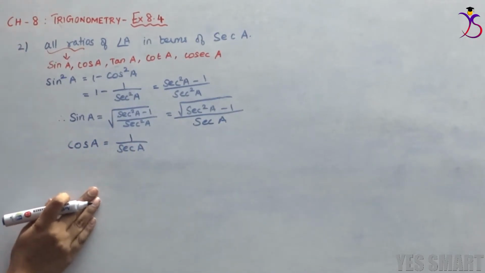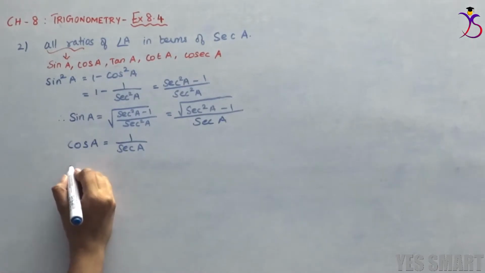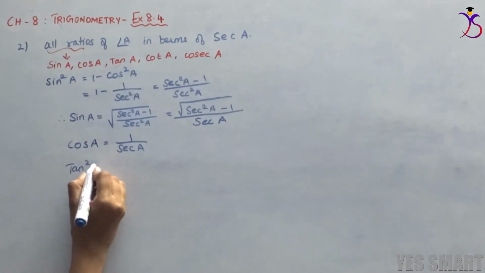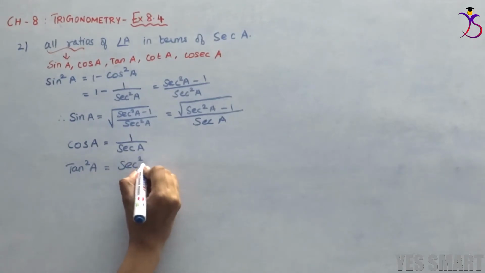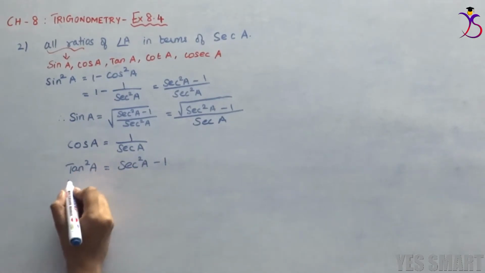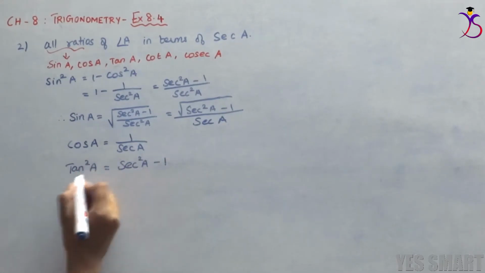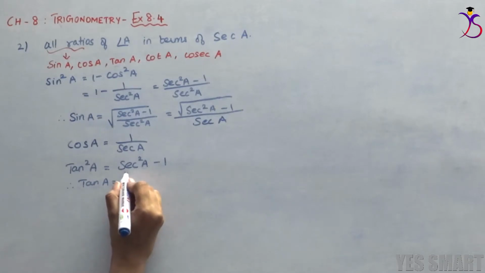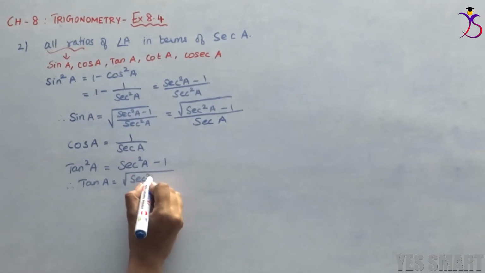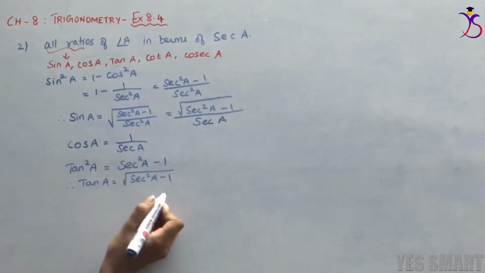Now moving on to the next trigonometric function. We knew the formula tan square A equal to secant square A minus 1. Therefore, on moving the square to the right hand side, tan A is equal to square root of secant square A minus 1. Hence, tan A is also represented in terms of secant A.